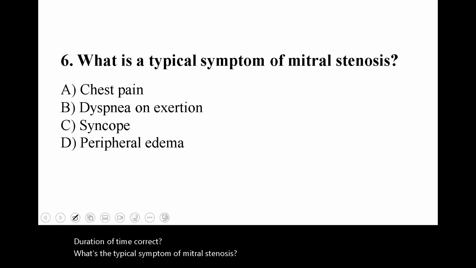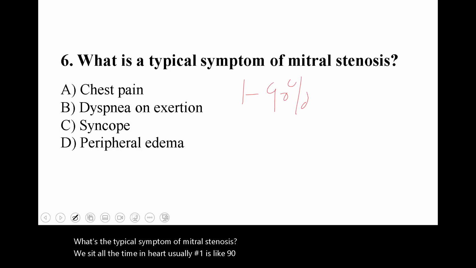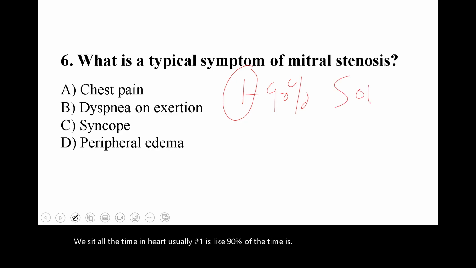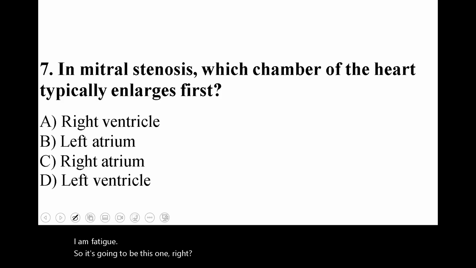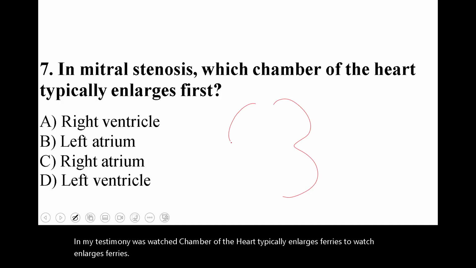What is the typical symptom of mitral stenosis? We said all the time in heart, usually number 1, like 90% of the time, is short of breath and fatigue. So it's going to be this one, right? In mitral stenosis, which chamber of the heart typically enlarges first? Which one enlarges first? Left atrium.